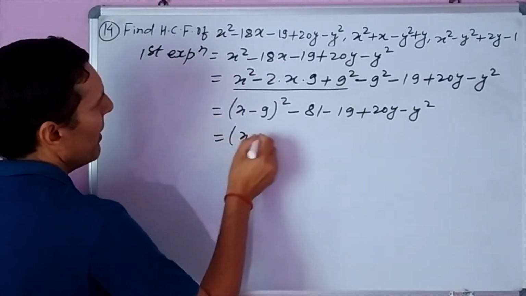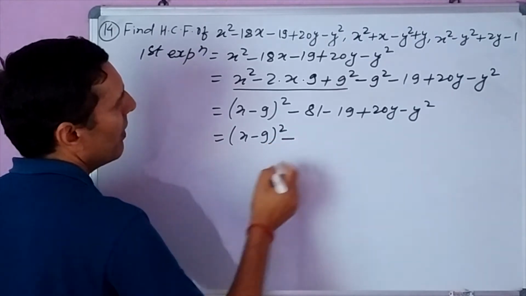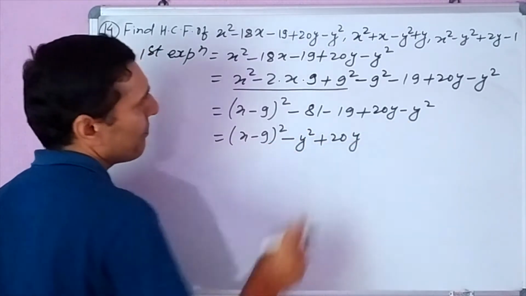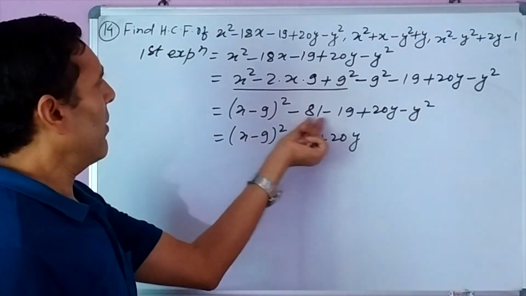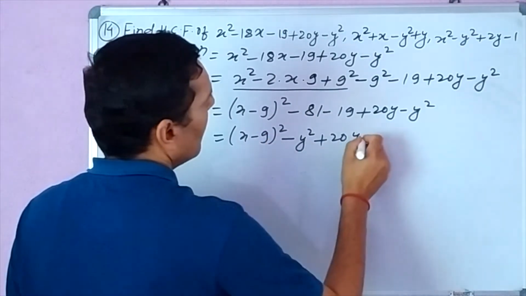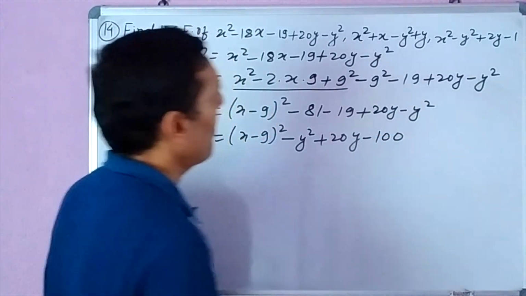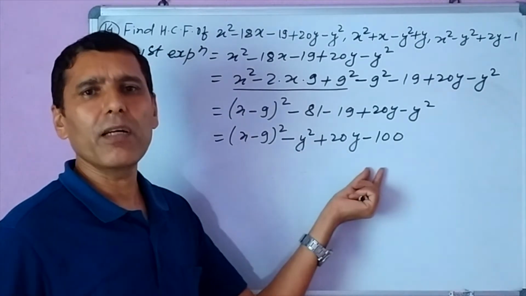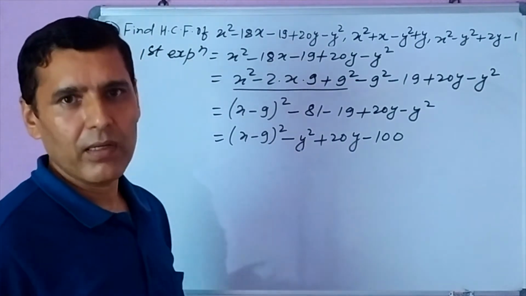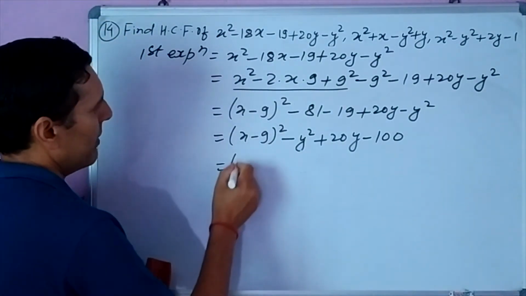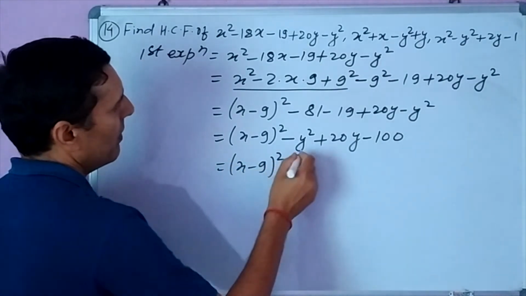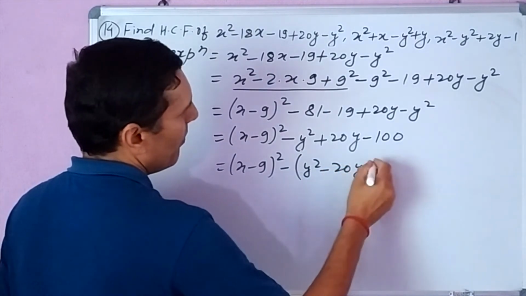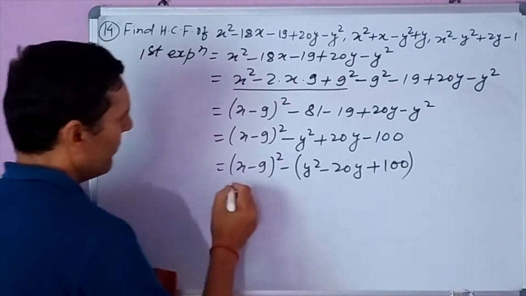So it is x minus 9 whole square. I am writing this y square first, minus y square, then plus 20y, minus 81 minus 19, it is minus 100. Now if you take the common minus in the last three terms, it also completes the square. So it is x minus 9 whole square minus common, y square minus 20y plus 100.